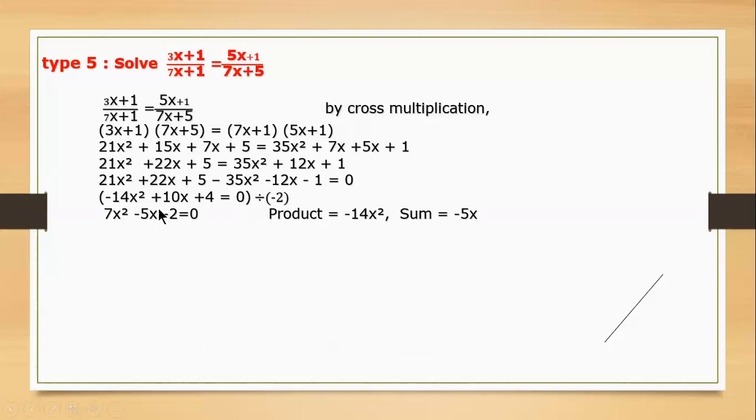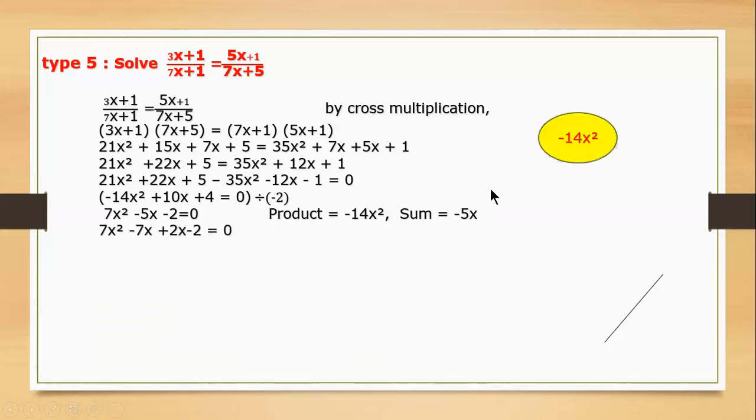Here 7x square and 2 are the ones for the product. So in the place of a and c, whatever you have, if you multiply, you will get the product. So 7 into 2 is 14. So minus sign is there. So minus 14x square. And in the place of bx, whatever you have is nothing but the sum. So minus 5x is the sum.